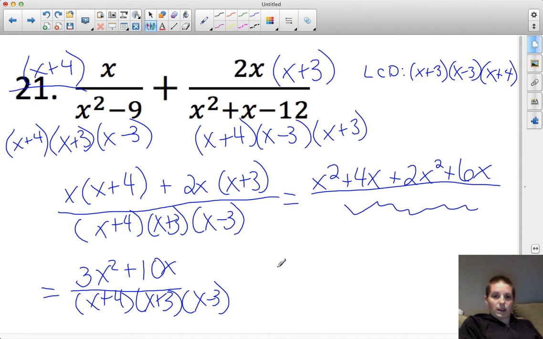You could also write x times 3x plus 10 over that hideous denominator, which was x plus 4 times x plus 3 times x minus 3.